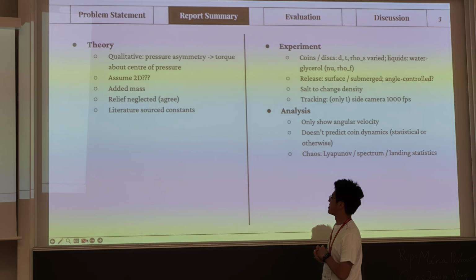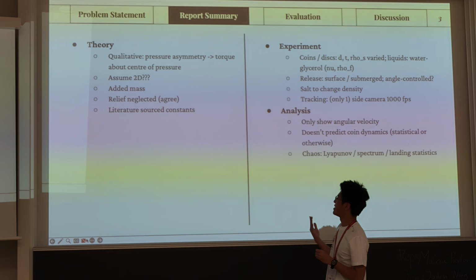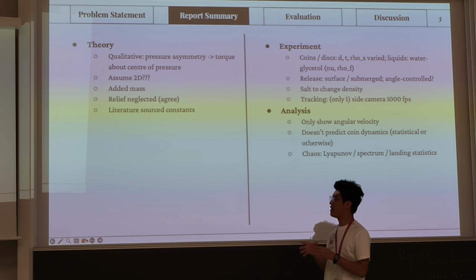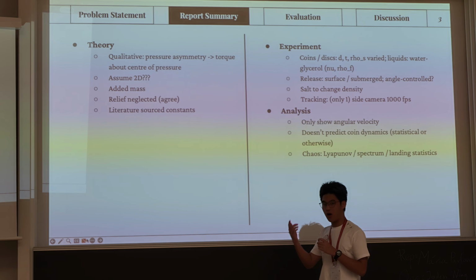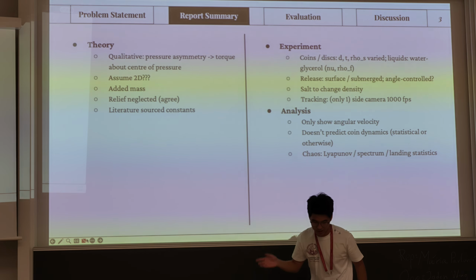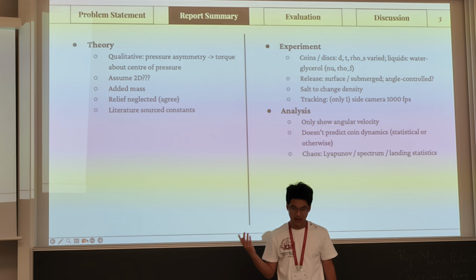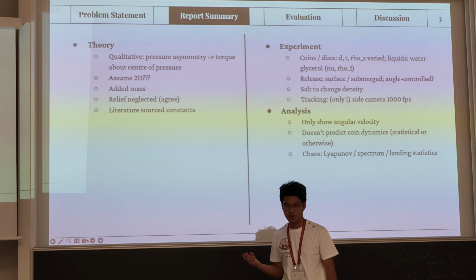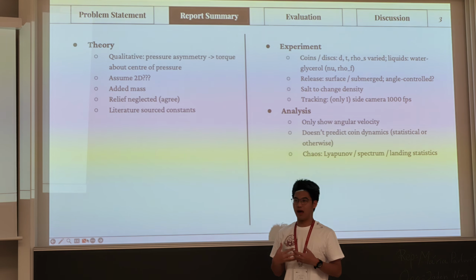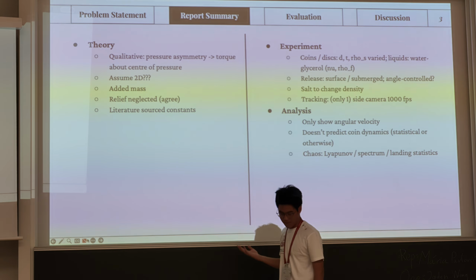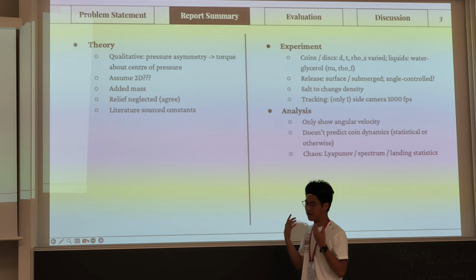So then let's look at the theory. They firstly explain qualitatively the pressure asymmetry. That means that it will create vortices, and therefore there will be a torque about the center of pressure and create the fluttering. However, we would like to point out that the assumption of 2D is quite unrealistic. While it might in some cases be conservative, it might not really be accurate to assume it.